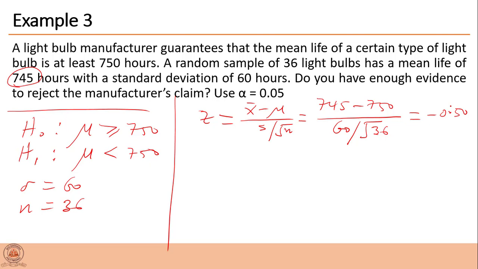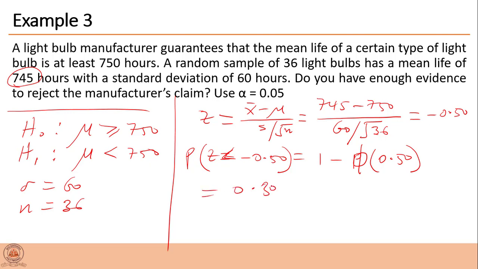What do we want to do with this? We want to read this in the table. So we have the probability of Z equal to negative 0.50. Then we have this to be 1 minus the probability of reading it from the positive table, 0.50. So this will give us 0.3085. How do we conclude? 0.3 is greater than 0.05, so we cannot reject the null hypothesis.